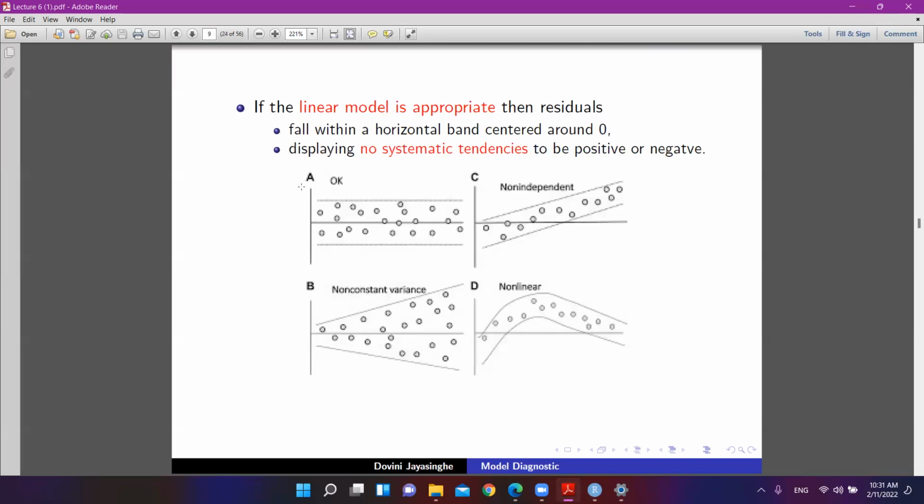So by looking at the residuals versus X plot, we can come to these conclusions. What we expect to have here is this, but we don't know. That is why, after fitting a regression line, before using it, we have to go for a residual analysis and see whether our fitted regression line is actually valid enough to use for future predictions.